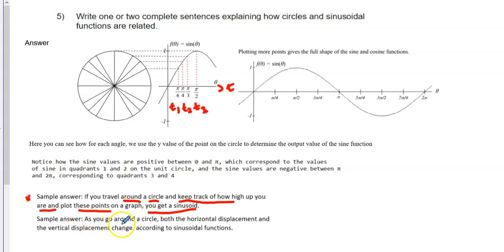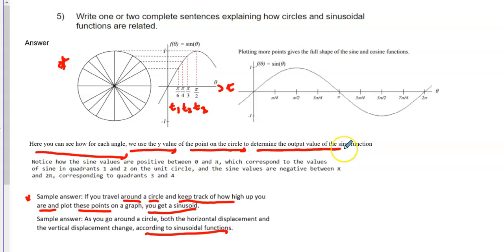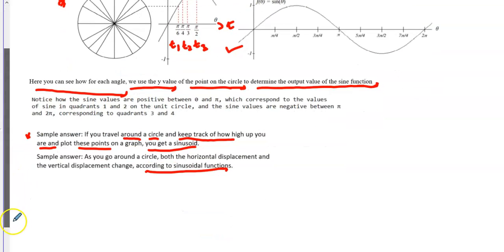Or you can say that as you go around a circle, both the horizontal displacement and the vertical displacement change according to sinusoidal functions. Now, as an example, if you look at what is up here, you can see how for each angle, we use the y value of the point on the circle to determine the output value of a sine function. And we'll be looking at this in detail as we progress in the course.